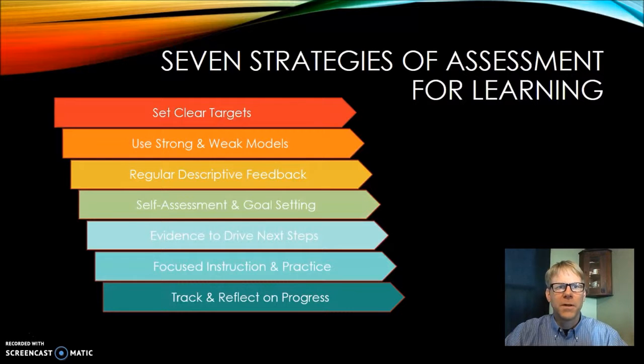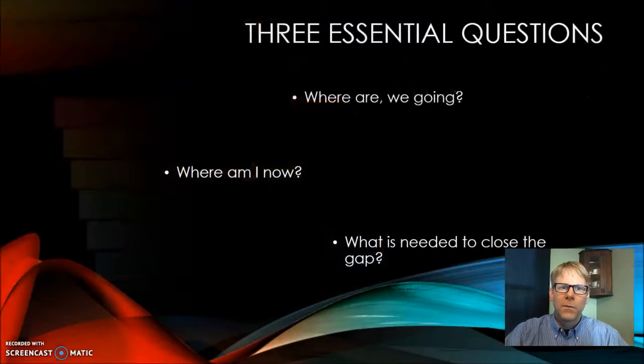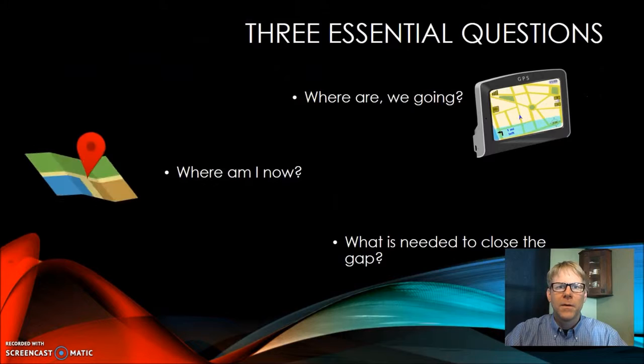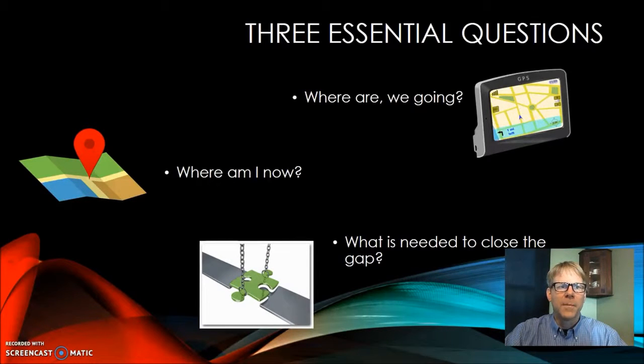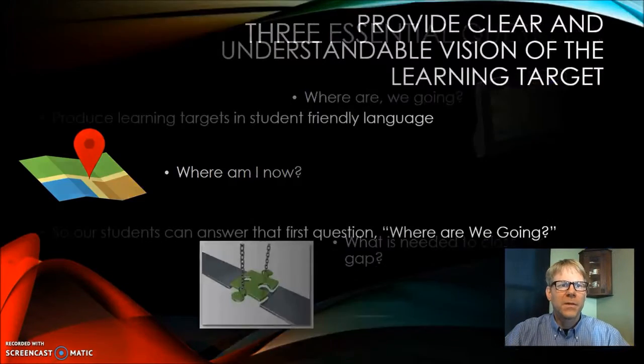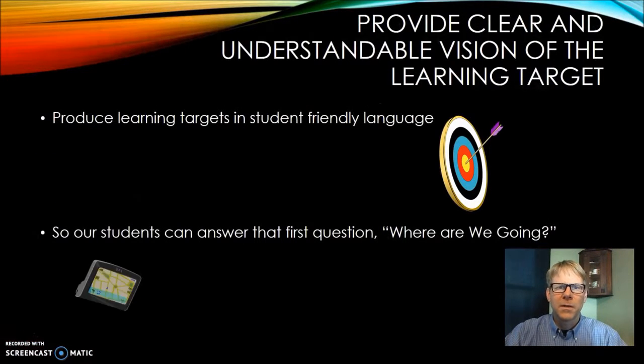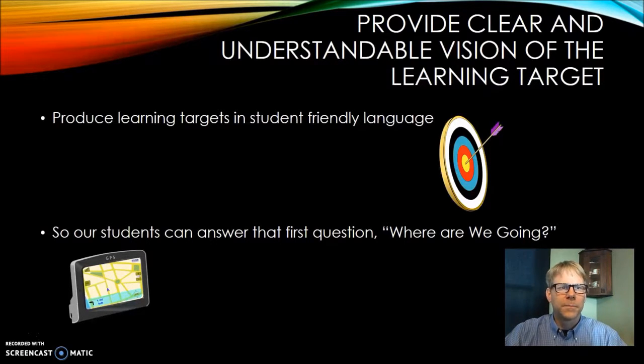Just think about the essential questions. Where are we going? Where am I now? What is needed to close the gap? Can we shift our interactions with students to focus on formative evaluations so that we can learn what needs to come next? In Strategy 1, we are asked to develop clear, understandable learning targets so our students can answer that first question, where are we going?